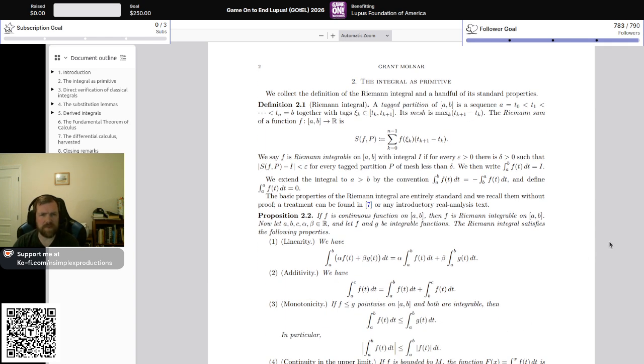The integral as primitive. We collect the definition of Riemann integral and a handful of its standard properties.